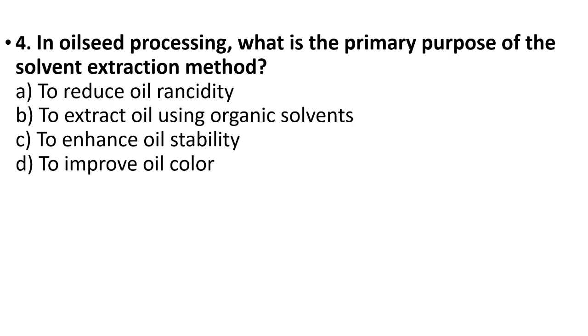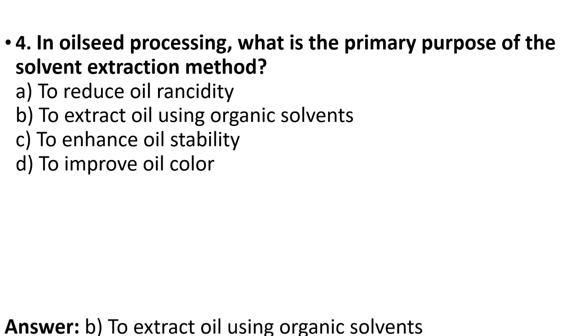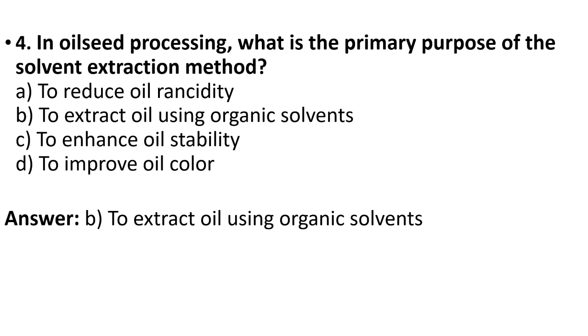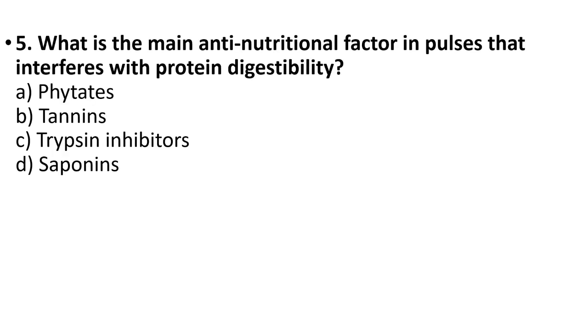Fourth question. In oilseed processing, what is the primary purpose of the solvent extraction method? To reduce oil rancidity, to extract oil using organic solvents, to enhance oil stability, to improve oil color. Your answer is option B, to extract oil using organic solvents. Fifth question. What is the main anti-nutritional factor in pulses that interferes with protein digestibility? Phytates, tannins, trypsin inhibitors, saponins. Your answer is option C, trypsin inhibitors.